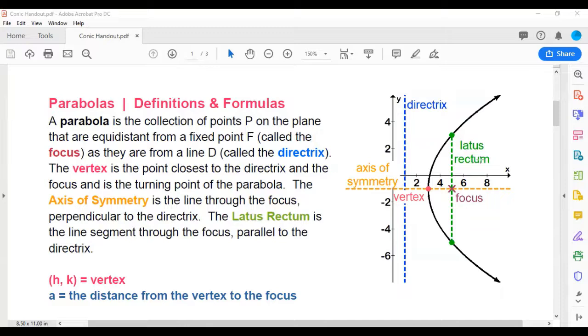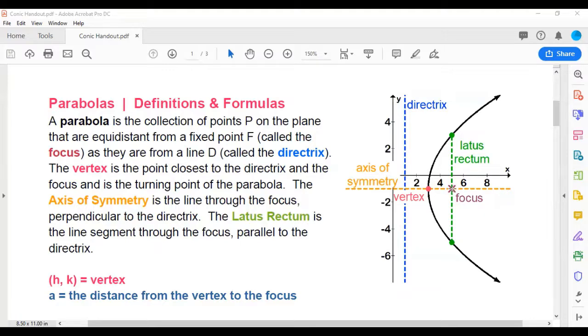Now you'll notice there's a green line here. This is called the latus rectum. This is the line segment that goes through the focus and is parallel to the directrix. Let's see, this distance here is going to be twice the distance as this one here. So here's why that happens.